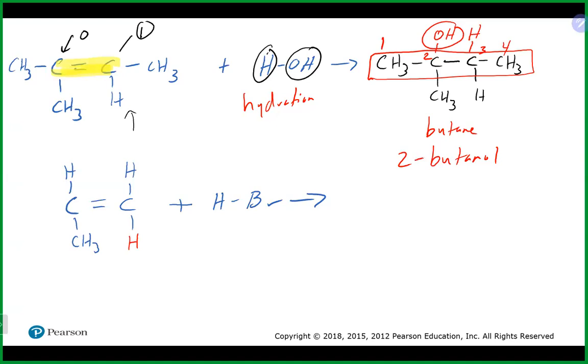There is actually one more thing there, right? And that is a methyl group, which is also at carbon number 2. So this would be 2-methyl-2-butanol. Any question on that name there?